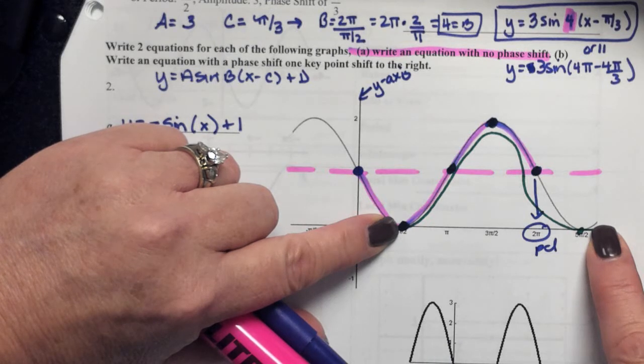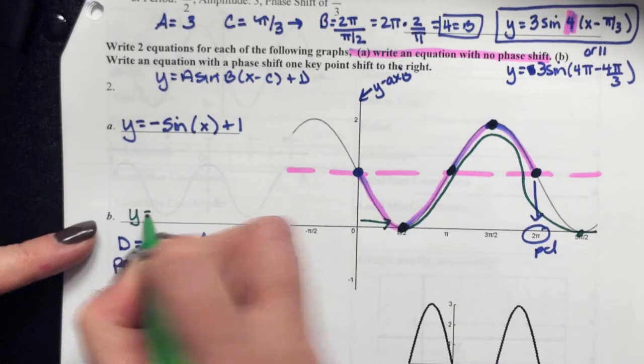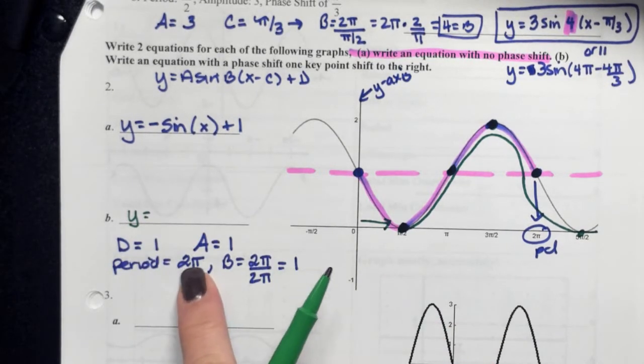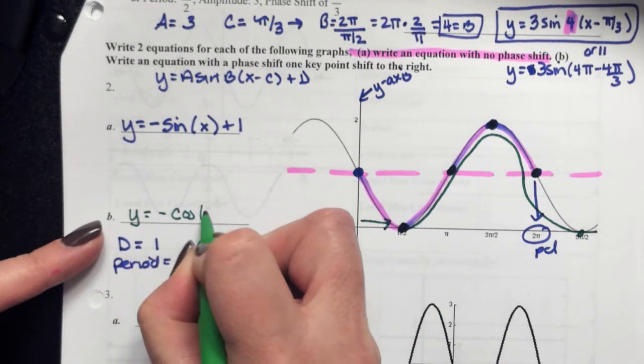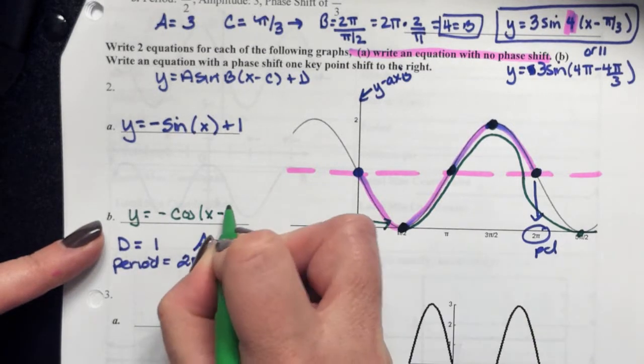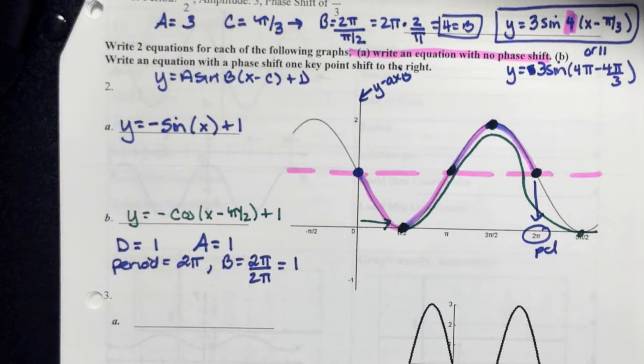And what's special about this cosine? It's a reflected cosine. So then my second possible equation I could come up with, the A value is still the same, the B value is still the same, the D value is still the same. So it could be negative cosine of x minus pi over 2 plus 1. There's a second possible equation you could come up with. Are there others? Absolutely. There's an infinite number of equations you could come up with.